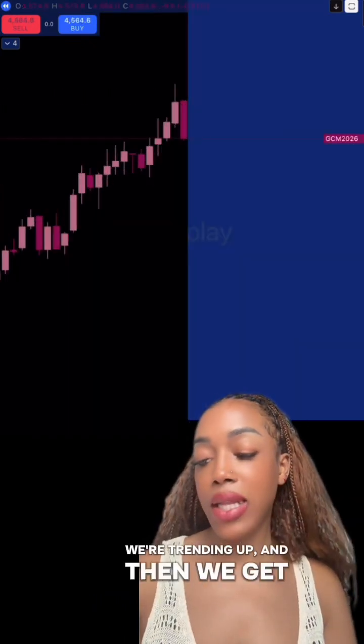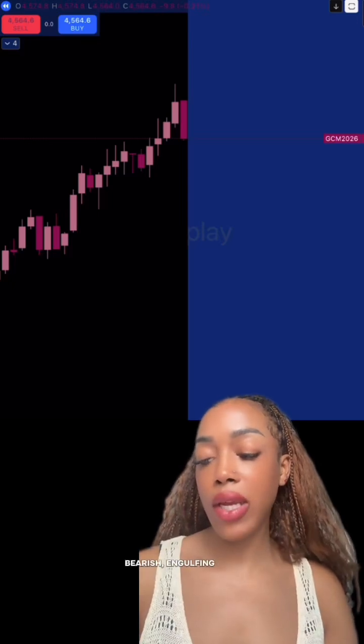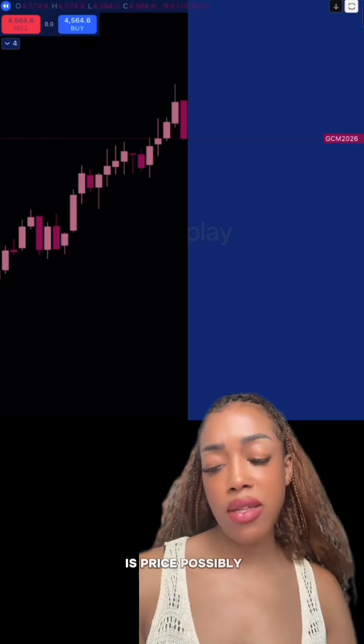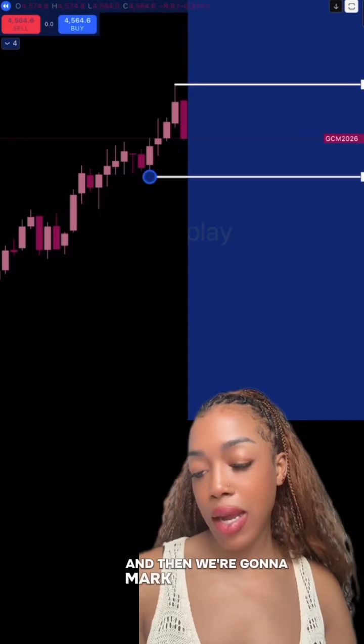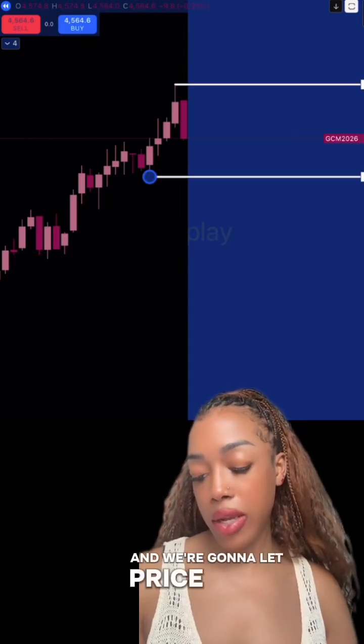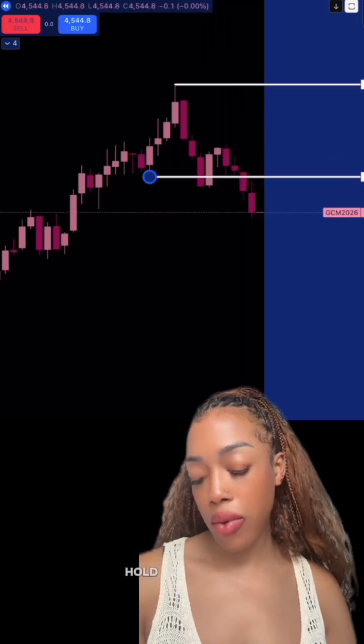Okay, let's do some on the uptrend. We're trending up, and then we get this huge bearish engulfing candle letting us know that price is possibly about to flip. I don't know, but let's watch. So we're gonna mark off our high, and then we are gonna mark off our low, and we're gonna let price play. Oh, hold on, not that much.